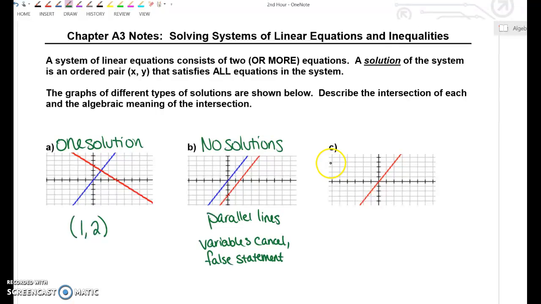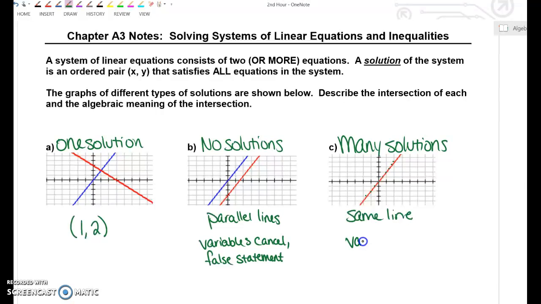In type C, you can't see the blue line, but the blue line exists right underneath the red line. So the two lines are basically the same. It is the same line. This would be many solutions, because every point on this line is a solution to both equations. And since there's an infinite number of points on the line, there's an infinite number of possible solutions.